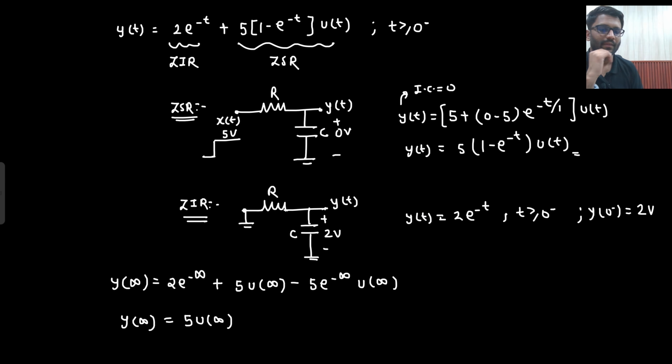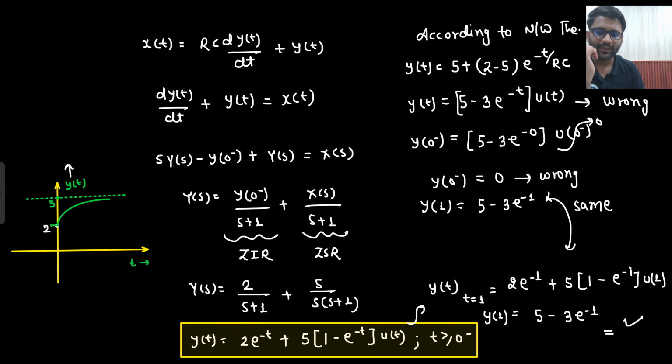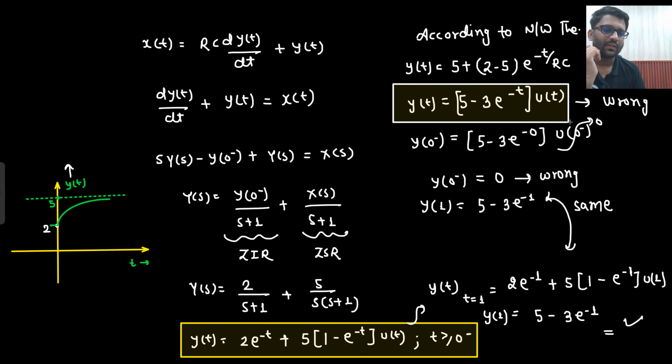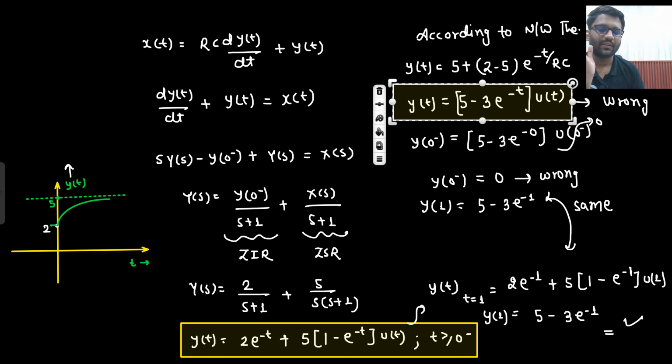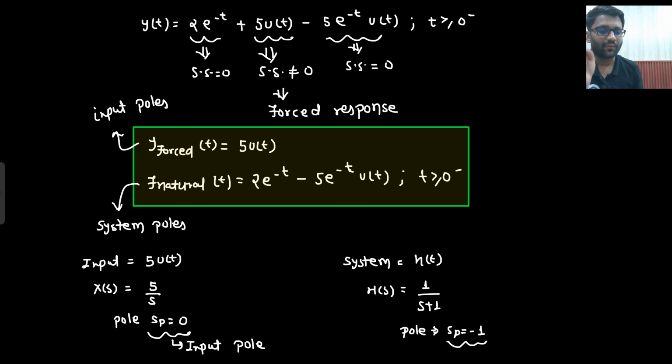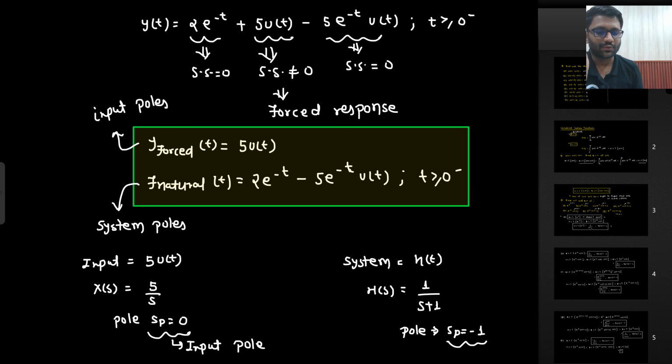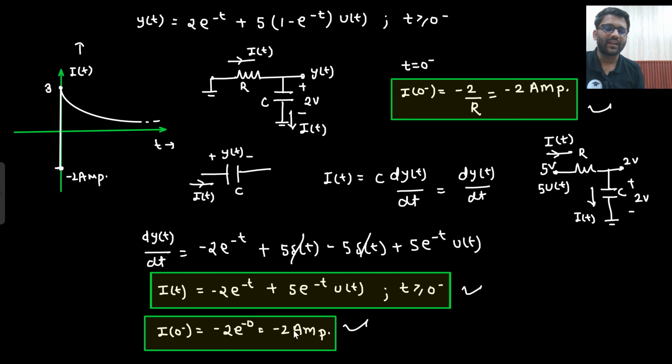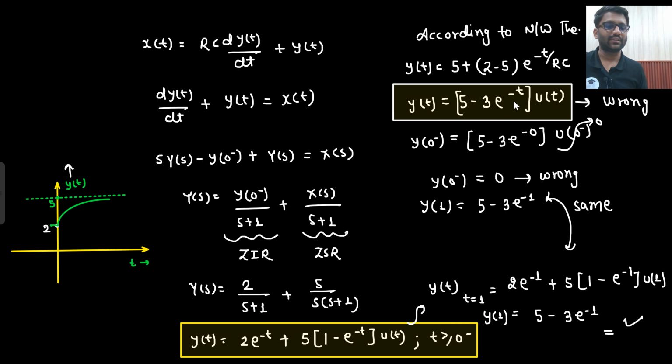Now you pick this particular expression, differentiate it, get the expression of it, and check the value of it at t equals 0 minus. You will not get minus 2 ampere. That means this particular expression was wrong. So you cannot differentiate this expression.